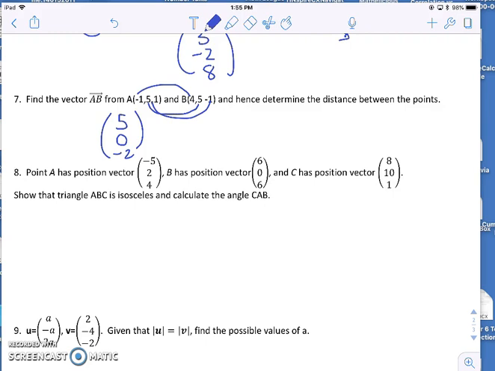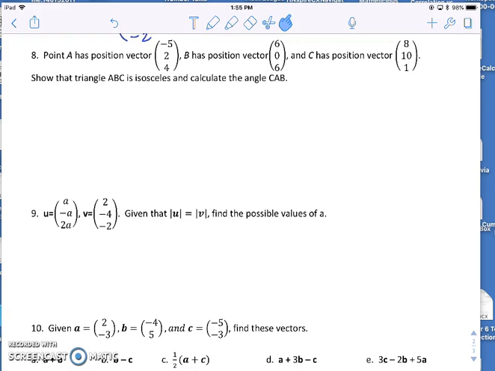So if we look at that, how can we find the distance? Well, we could just do that Pythagorean theorem. So 5 squared plus 0 squared plus negative 2 squared. So we have 25 plus 4 is 29, so it would be the square root of 29.